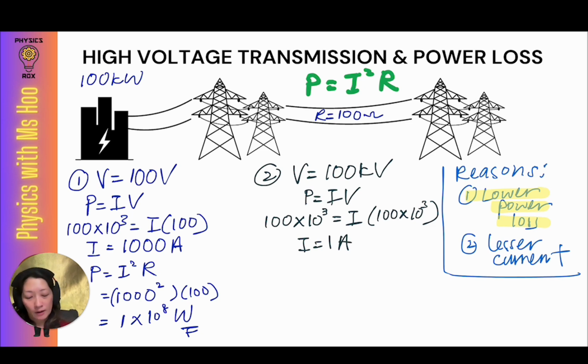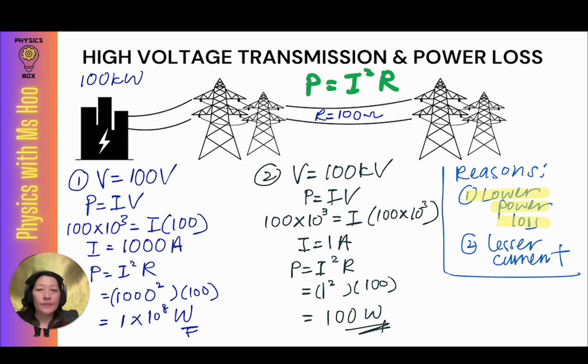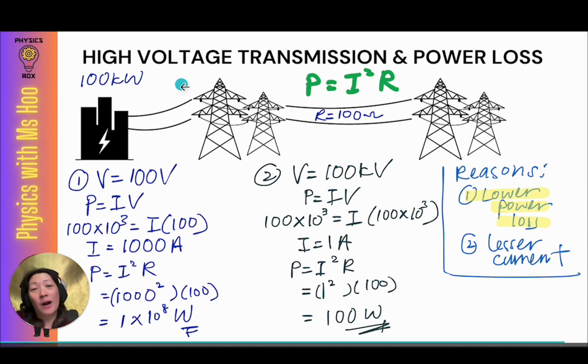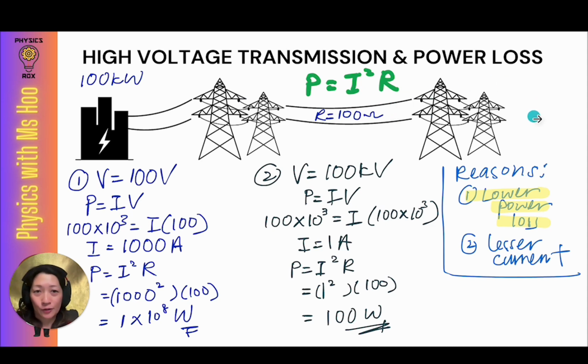Then the power loss is calculated using P equals I squared R. So I is 1, so that's 1 squared, times R, which is 100 ohm. So when you solve this, you're going to get 100 watts. And that means there's still quite a lot of power left when it gets to the consumers.